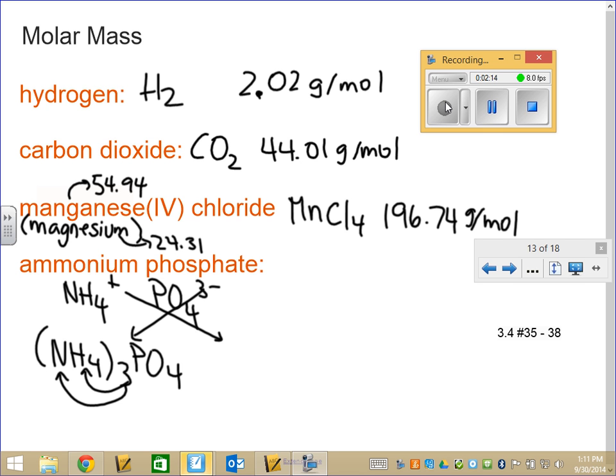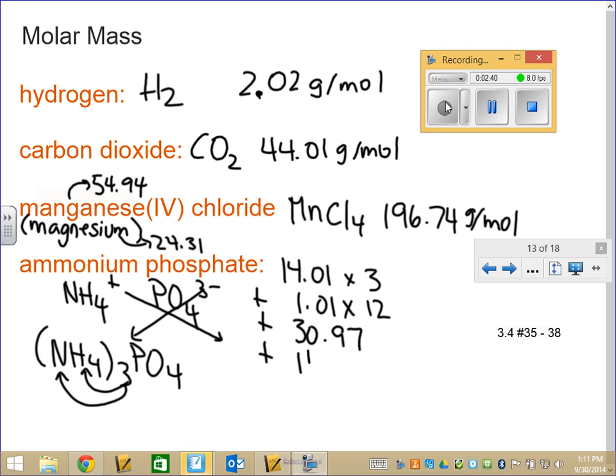So if I can just show you the math for this one. I would take 14.01, which is the mass of 1 mole of nitrogen, and I would multiply it by 3. Then I would add the mass of 1 hydrogen and multiply it by 12, because there are 12 of them. I would add 1 phosphorus, 30.97, and I would add the molar mass of oxygen times 4. So that's the math that would have gone into this question. That's how I got 149.12 grams per mole.